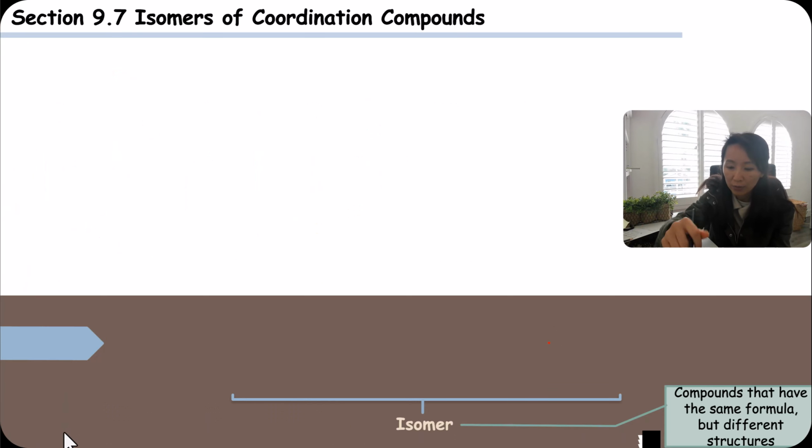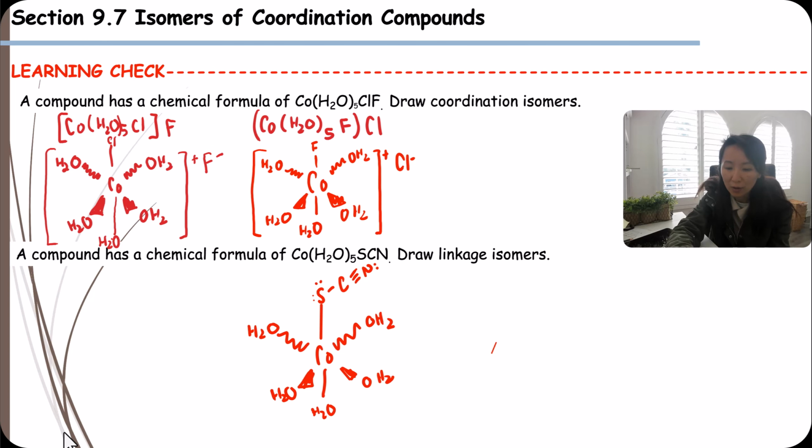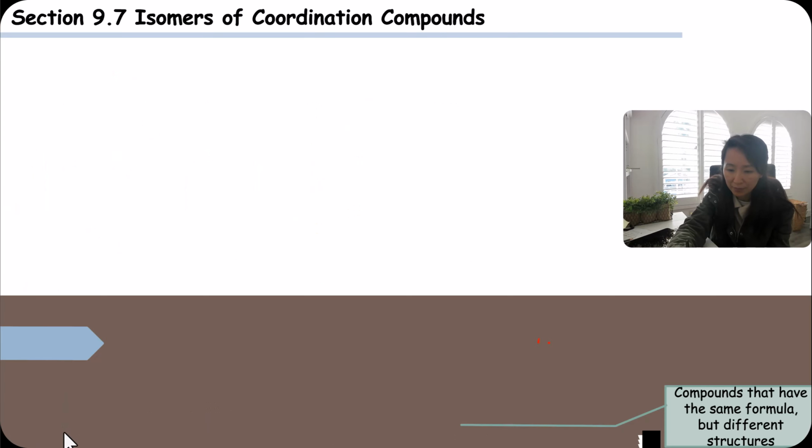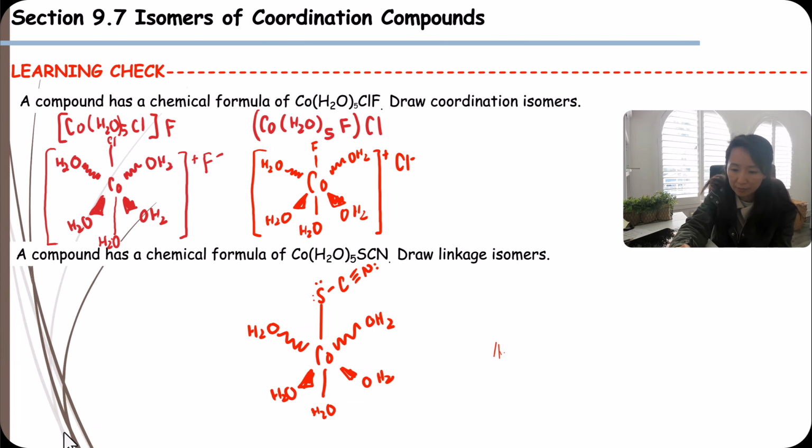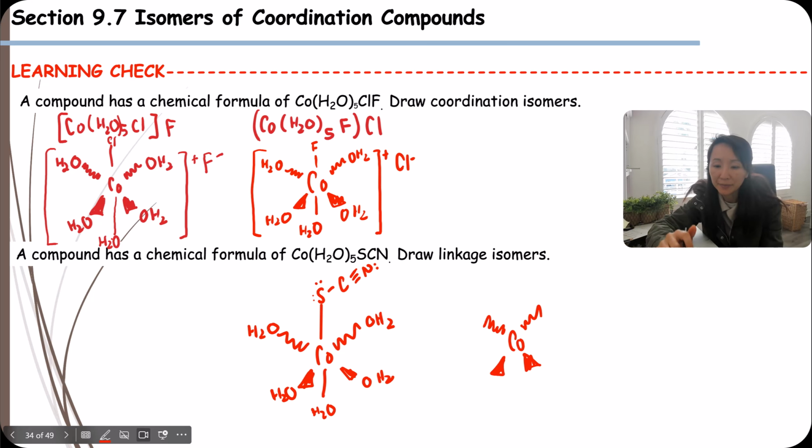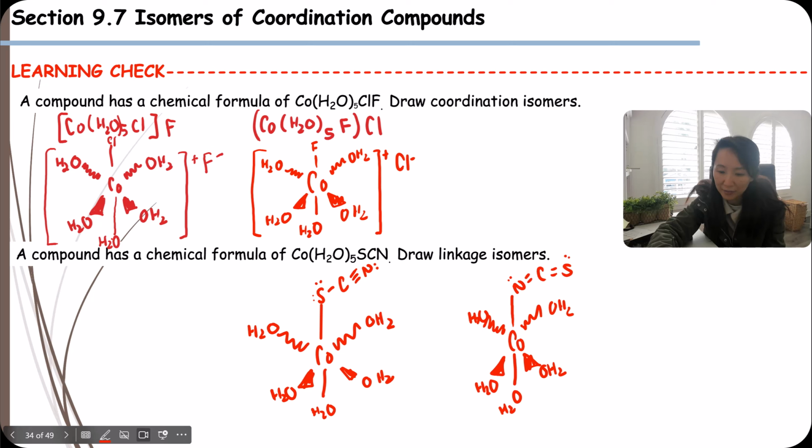And then we have cobalt, same thing, 2 going back, 2 going forward. OH2, OH2, H2O, H2O, and then H2O. And now instead of attaching to sulfur, it's going to attach to nitrogen. All right, so these are all possibilities of linkage isomers for that particular formula.